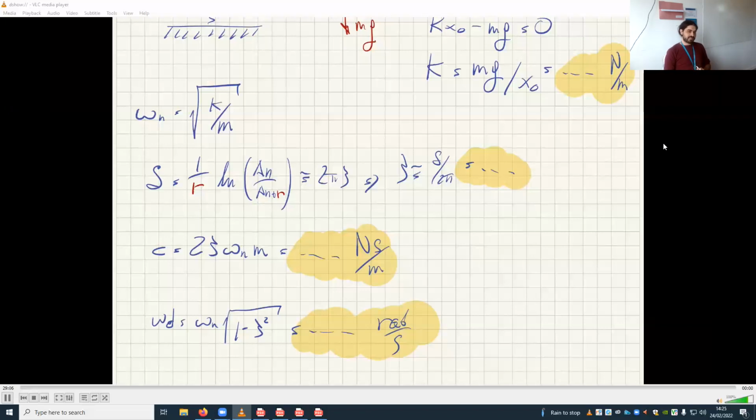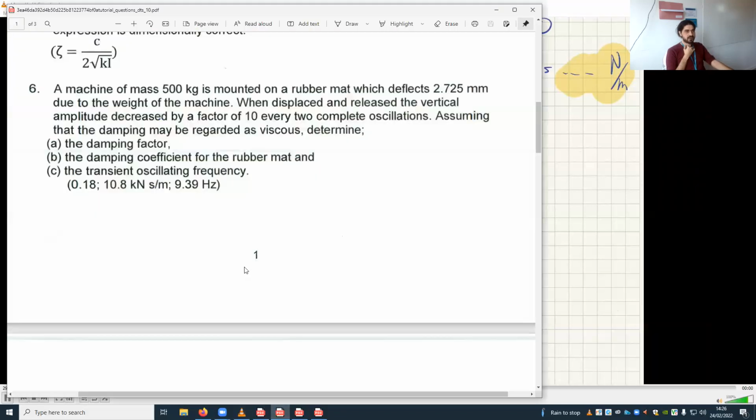It would be clearer next week. Don't worry. We will do damping models next week, and it would be much clearer what's the difference. Okay, that's it. Done. Easy.